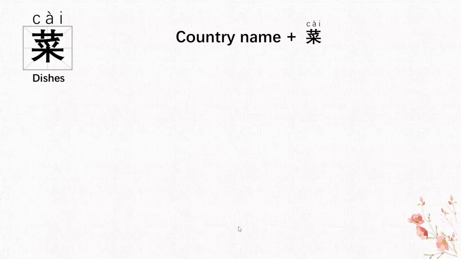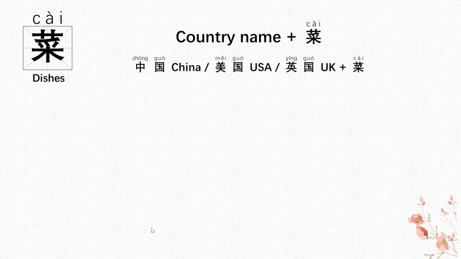Okay, so now next one is 菜。菜 means dishes, right? So you can use a country's name plus 菜. Like I can say China 菜, right? Malaysia 菜. Singapore, Thai, that's going to be the cuisine of that country. So what kind of countries have we learned so far? I believe it was lesson 4, I think. We learned the countries' names. So we learned 中国, China, 美国, USA, 英国, UK.